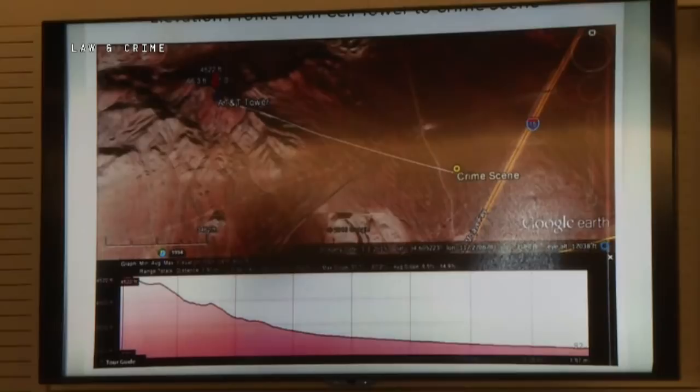The terrain slope that's generated at the bottom by Google Maps goes from what elevation? 4,522. I'm not sure what the location is for the elevation on the bottom, but the screen indicates it's somewhere north of 3,000 feet. Approximately 3,021 feet is the crime scene elevation there. So it's a difference of approximately 1,500 feet. And the distance, it'll give you a distance from the tower to the crime scene marker.